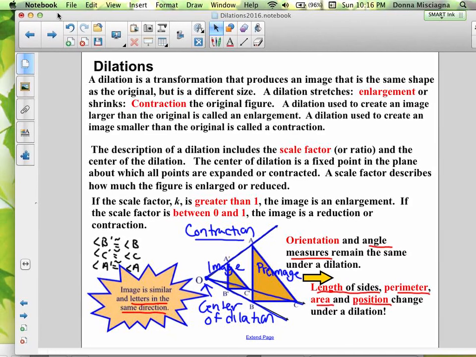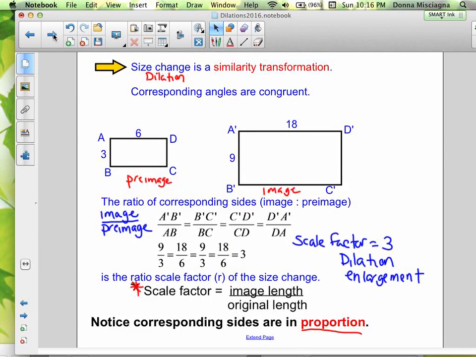So let's continue on learning about dilation. So this lesson we're just going to be learning some basic facts about dilations. All right, so size change is a similarity transformation, and we know size change is called a dilation. I know this particular slide is in your notes. I believe there's some fill-ins. Anything that's not written in your notes already, make sure you add. Your corresponding angles will always be congruent under a dilation, and the sides will be in proportion.